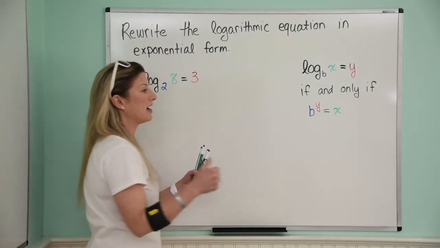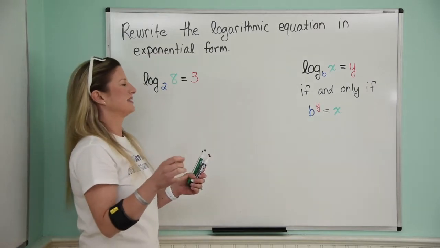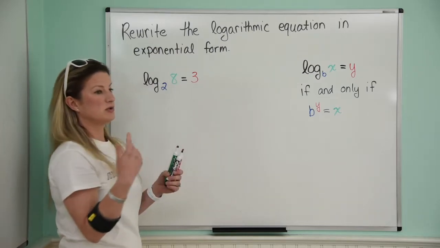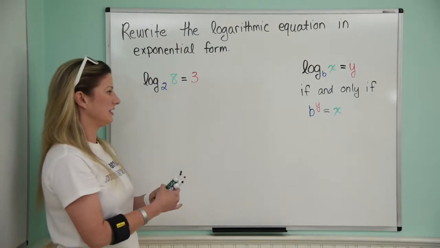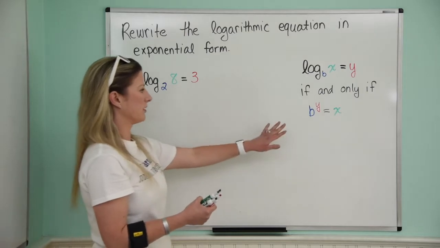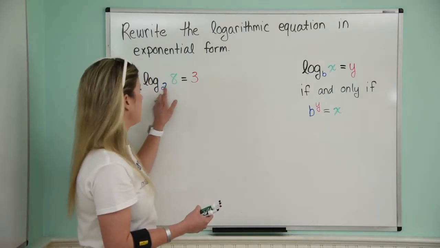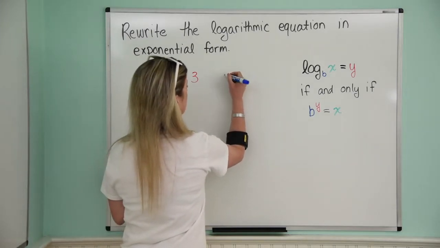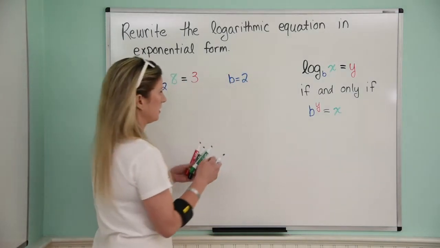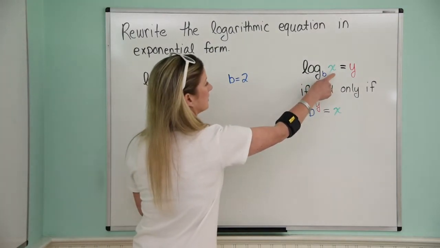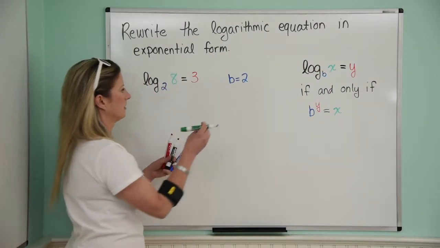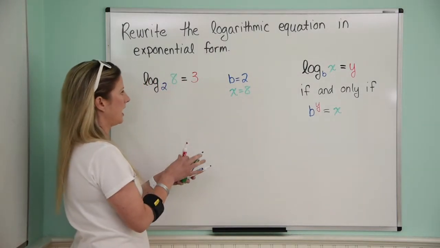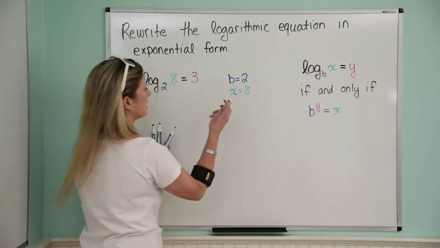So we just need to identify what is my b, what is my y, what is my x. There's a reason I used colors, because it allows you to see what matches and what the corresponding part is. So b is my base, and that is 2. I always recommend that they write b equals 2, or whatever b equals. X is going to be 8, so x equals 8. And then y over here is 3, so y equals 3.